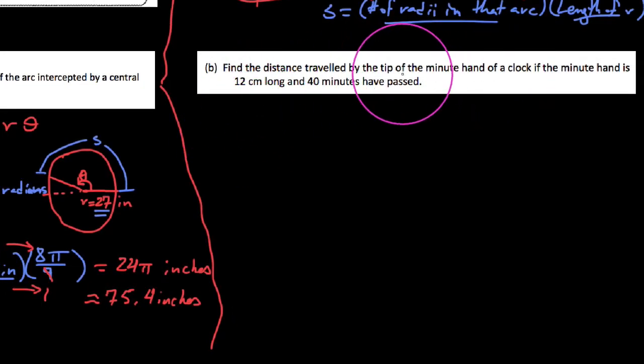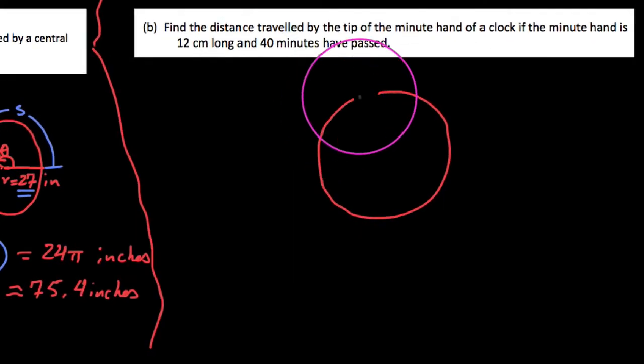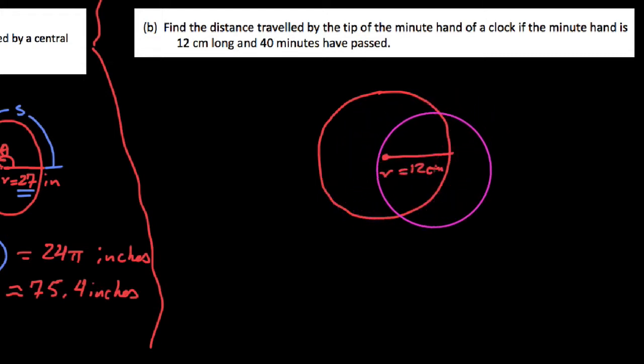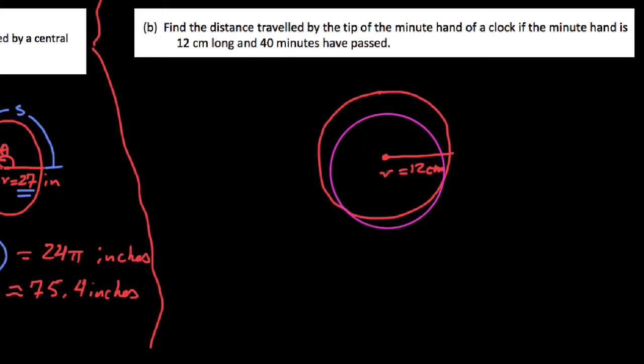But it says find the distance traveled by the tip of the minute hand of a clock if the minute hand is 12 centimeters long and 40 minutes have passed. So what I want to do is conceive of this situation in the first place. Maybe here's our clock, and we say that this radius is 12 centimeters in length, and we say 40 minutes have passed.